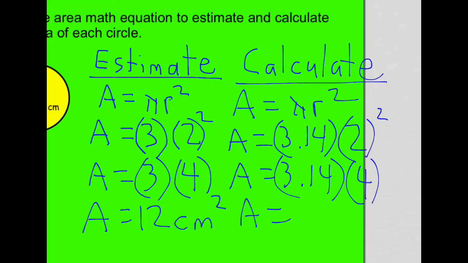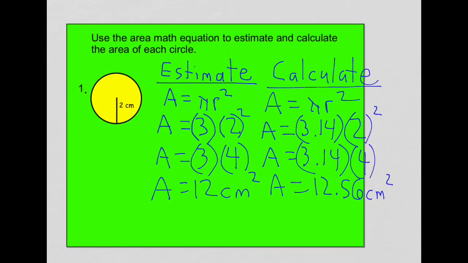A equals 12.56 centimeters squared. That's the exact answer, and you can see that it's very close to the estimate. So again, it's just using a math equation to make a calculation. Let's do another one.